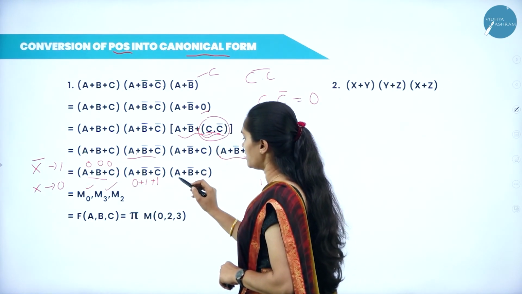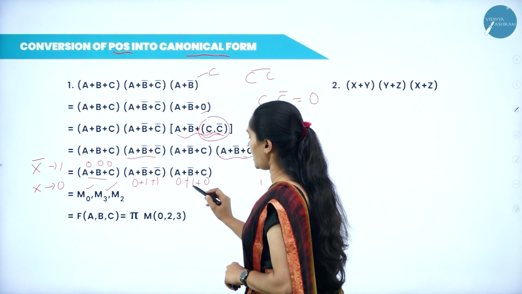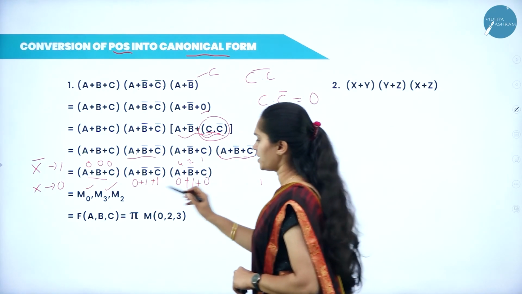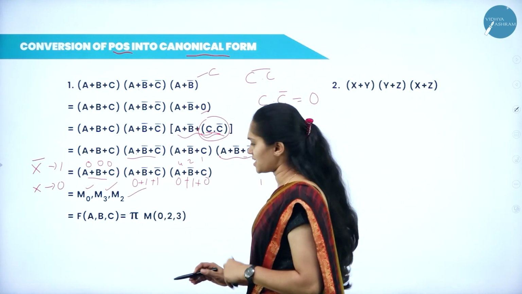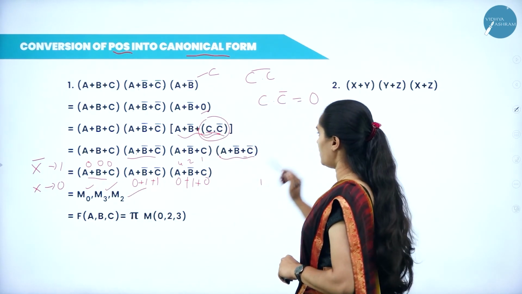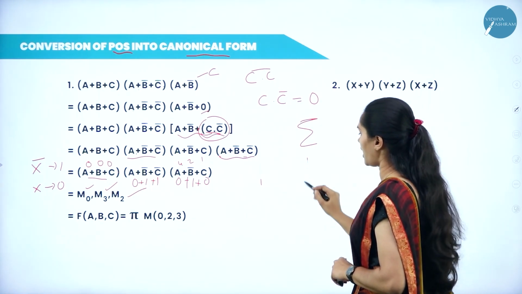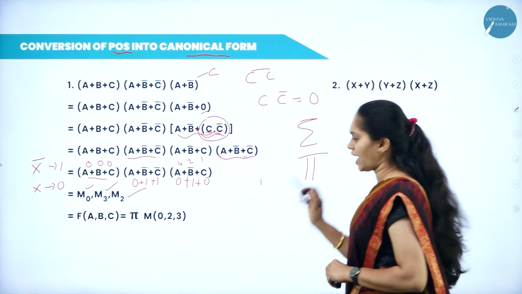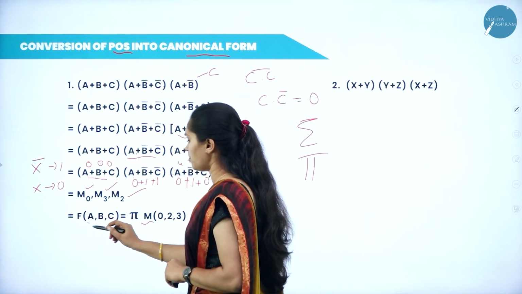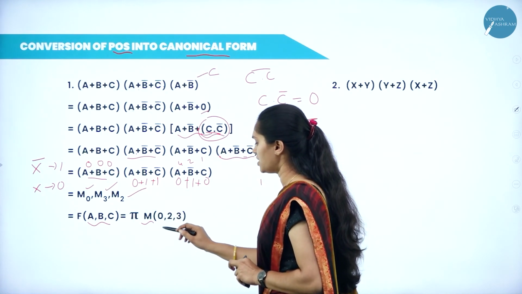Then here it needs to be 0 plus 1 plus 0. So in the place of 4 to 1, we have 1 in the place of 2. So it is going to be 2. So its designation is M0, M3, M2. So for min term, we are going to use the sum of values. For max term, we are going to use pi. So there I have to take its designation as capital M. So f of A, B, C is equal to pi of M of 0, 2, 3.